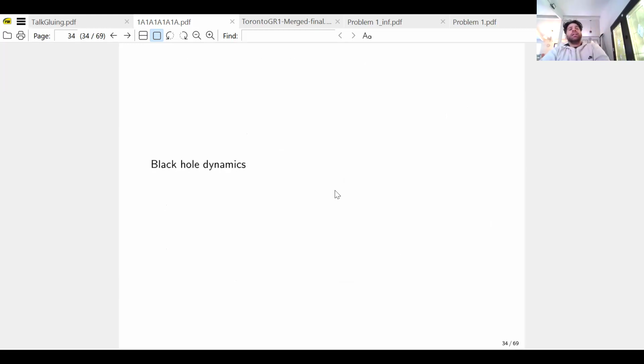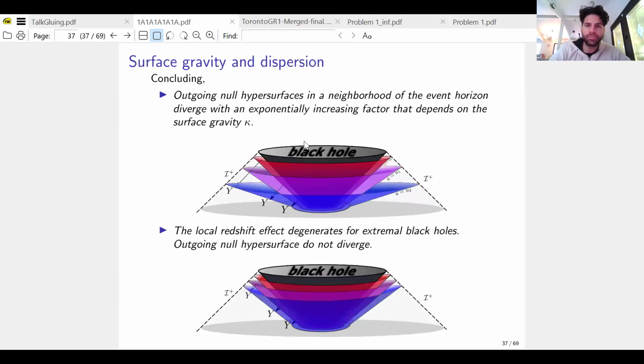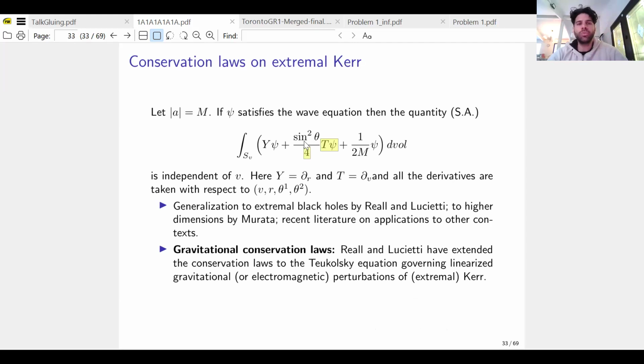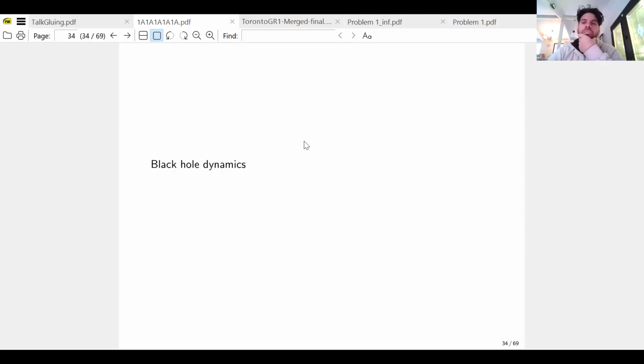All right. I was hoping that I needed at least 10 to 15 more minutes to finish the applications of conservation laws for the dynamics of spacetimes. But yeah, let's do this tomorrow. All right, that's all I want to say for today. Sorry about that.